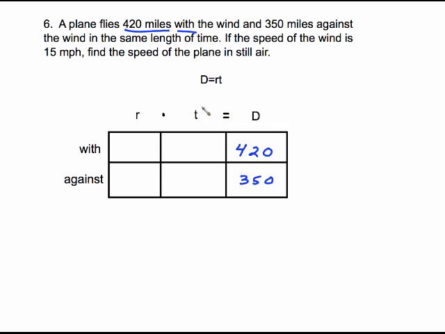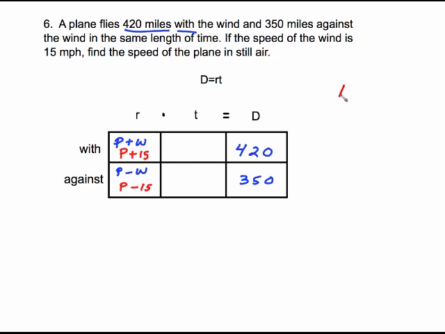You know that if you are flying or sailing or biking with the wind, your rate is the plane plus the wind, because the wind is helping. When you turn around and go against the wind, it's the plane minus the wind. So let's fill this in a little better. We know the wind is 15 miles an hour. So this plane with the wind is the plane, P, plus the wind, which is 15. So in the red, that is my expression for the rate of the plane with the wind. Very similar setup here. This is going to be P minus 15.